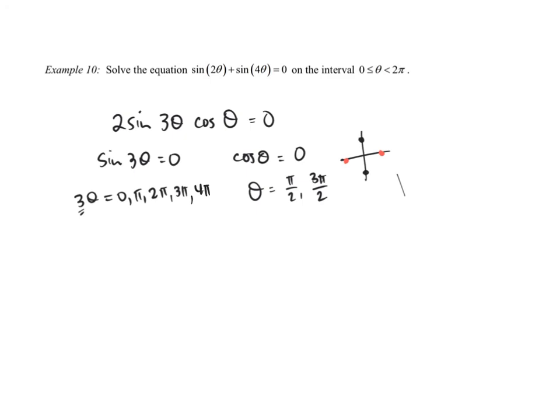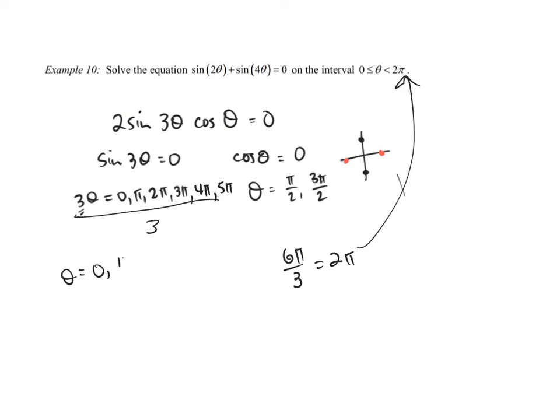That answer would be 4 pi over 3, so that's too big. I need to keep going. I need to go to 5 pi. 6 pi is actually going to be the one that I'm not going to write down, because if I were to write down 6 pi and then divide that by 3, that would give me 2 pi, and that is not on that interval. So 5 pi is going to be the last number that I write down there, and then I'm going to divide all of the answers by 3 so that I get theta is equal to 0, pi over 3, 2 pi over 3, 3 pi over 3, which of course reduces to pi, 4 pi over 3, and 5 pi over 3.